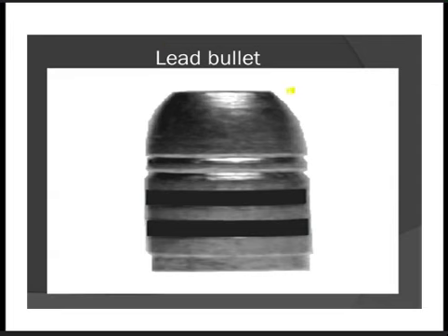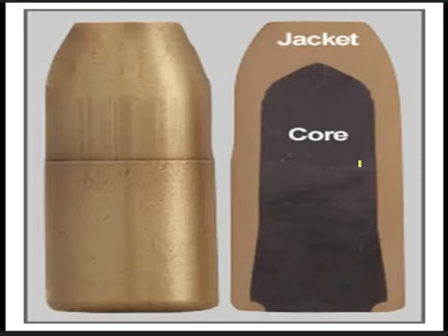Okay? Lead bullets, you can see what they look like. Then we have jacketed. This is the core. Jacketed meaning it is wrapped, it is coated. That is why they are called jacketed bullets.